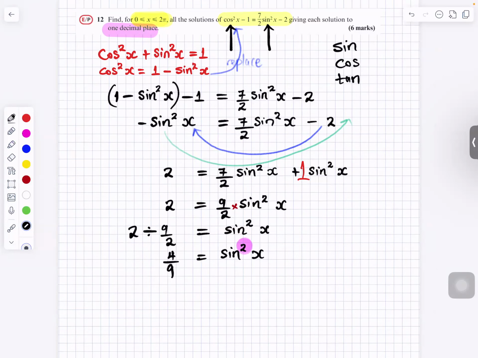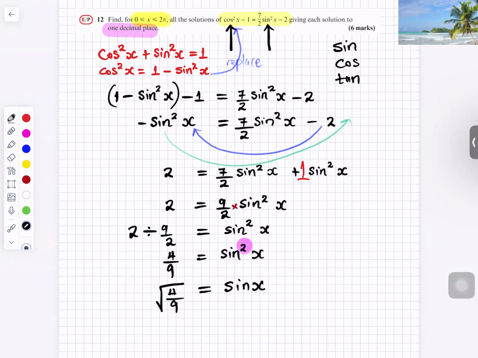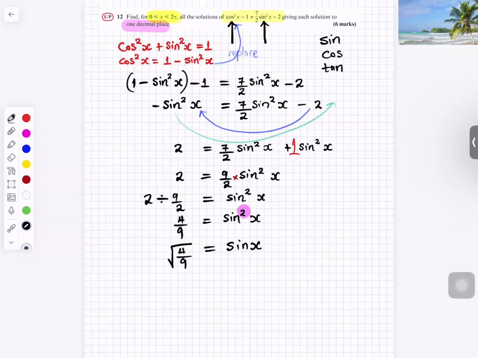Square root. So we find the square root of 4 over 9. That will give you sine x. What is the square root of 4 over 9? 2/3. There's two answers, or plus minus 2/3. So plus 2 over 3 and minus 2 over 3 is equal to sine x.